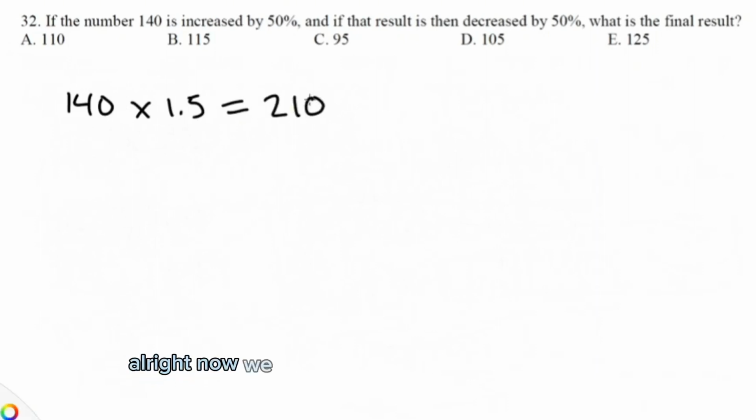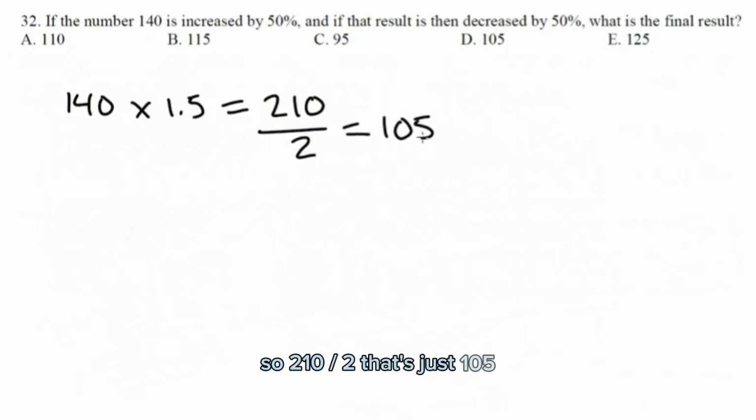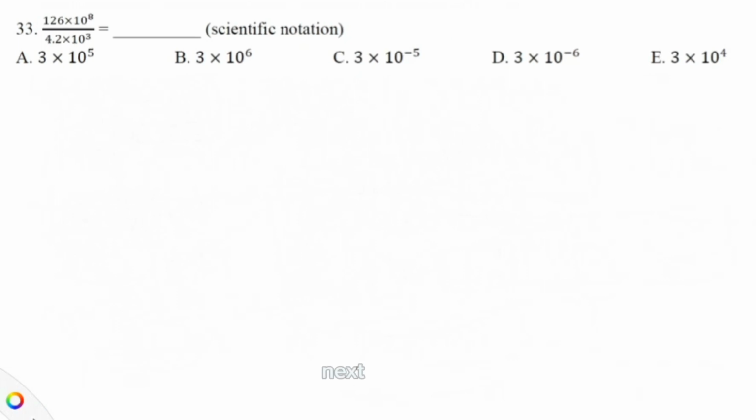Now we need to decrease this result by 50%. That means you're just going to divide it by 2. So 210 divided by 2 is just 105. And that's your answer.